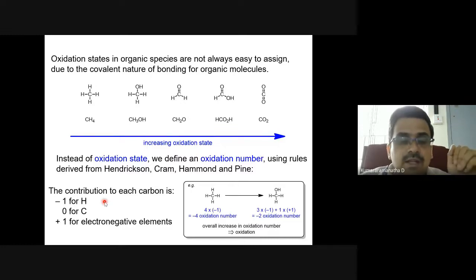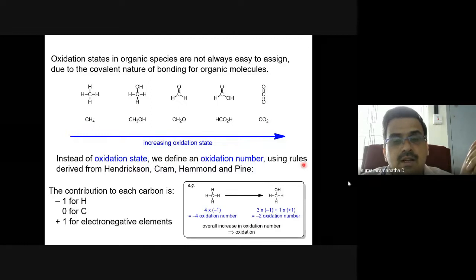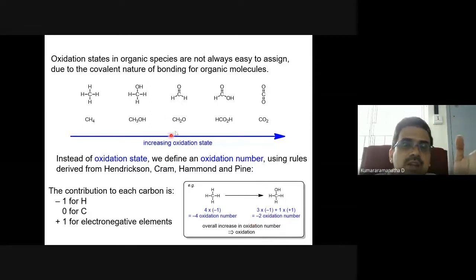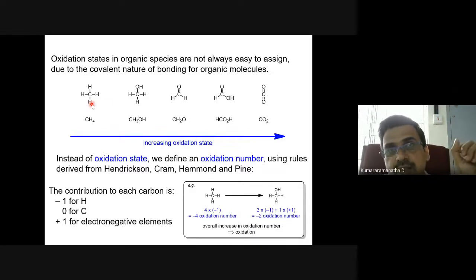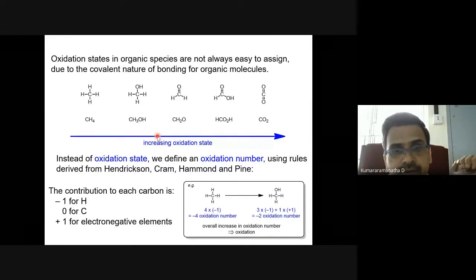So how you generally calculate is: minus 1 for hydrogen, 0 for carbon, and plus 1 for electronegative elements. If you do this, you end up getting a minus 4 oxidation state for methane, and for something like methanol you get minus 2. So you can even see at one place you will be having 0. Such are the improvements done by various groups in order to give a value for increasing oxidation state.